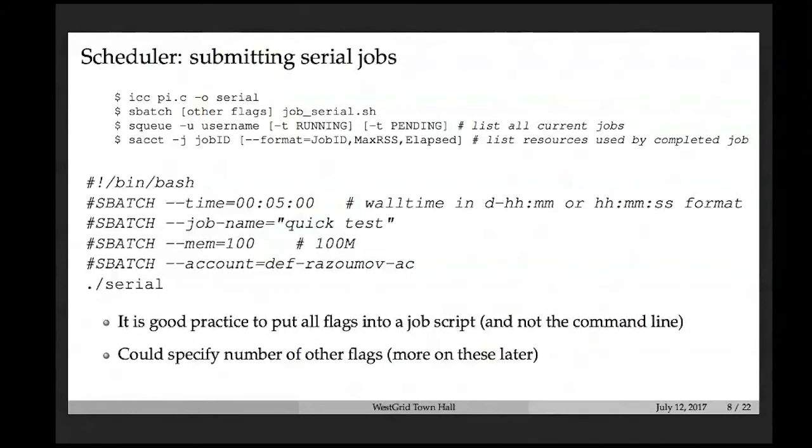To check for running jobs or pending jobs, jobs that are in the queue but have not started yet, you simply say squeue -u followed by your username. For a completed job, if you want to check how much resources it used, for example, how much memory it used, you can simply say sacct, which stands for Slurm account, -j job ID, --format, followed by any number of fields that you want to show. In this case, job ID, the maximum resident size, so the memory footprint of your job, and the elapsed time. It will print out that information for a completed job. So this is how you submit serial jobs.